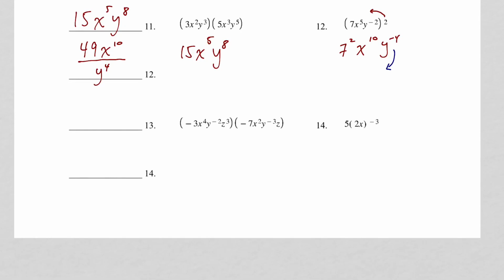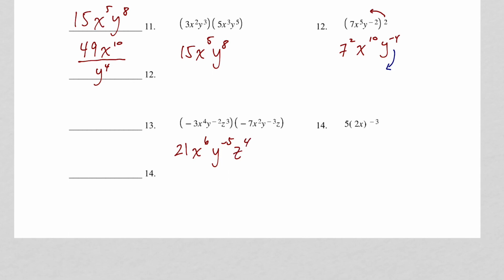Okay, I'm going to start by just multiplying everything through here, and then I'll deal with the negative exponents. So negative 3 times negative 7 is a positive 21, and then I'm going to have x to the 4 plus 2, which is 6. I'm going to have y to the negative 2 plus negative 3, which is negative 5. And finally, I'm going to have z to the 3 plus 1, which is 4.